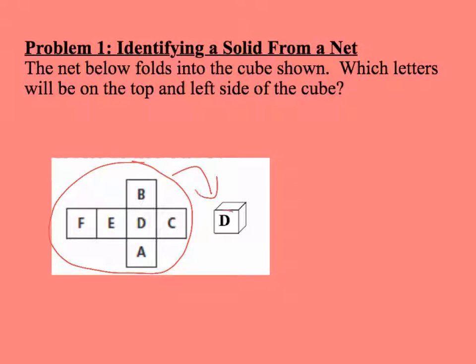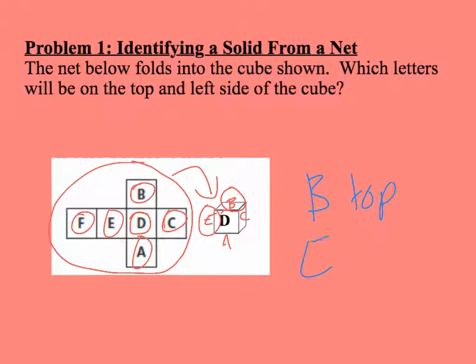Well, the one facing us is D. Okay, that's right here in our net. And you can see it's oriented the same way. It's facing the same way. So to the right of it, we'd have C. On top we would have B. On the bottom we would have A. To the left we would have E, and in the back we would have F. So if I want the top and the left side, the top part is B, the left side is E. So the top would be B, left would be E.